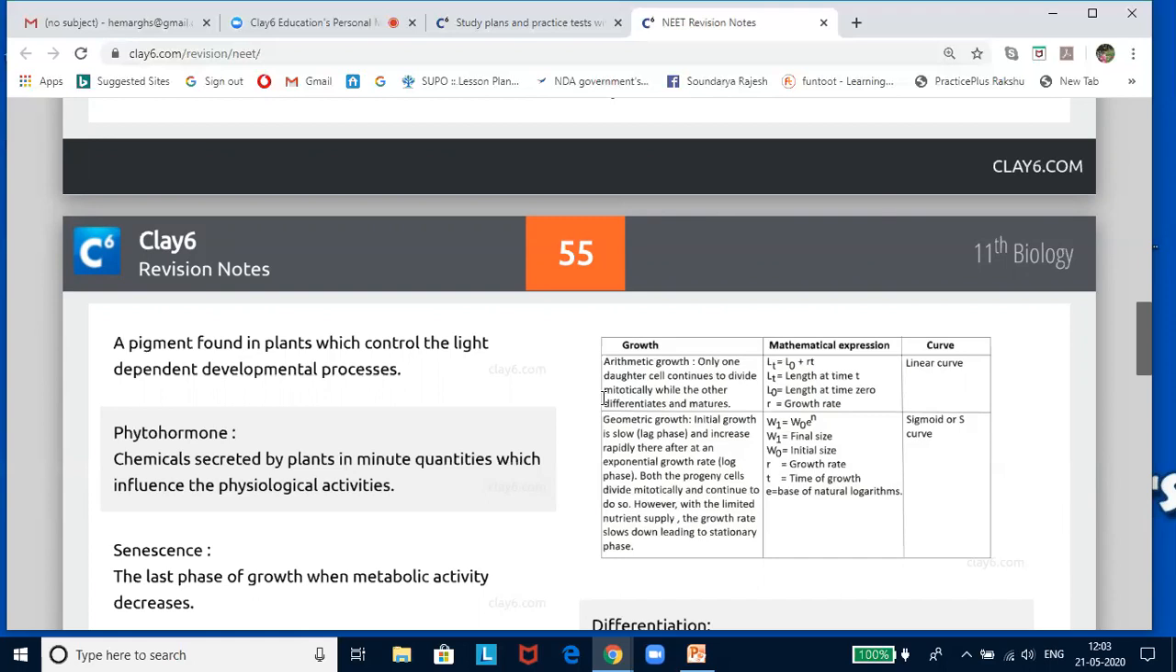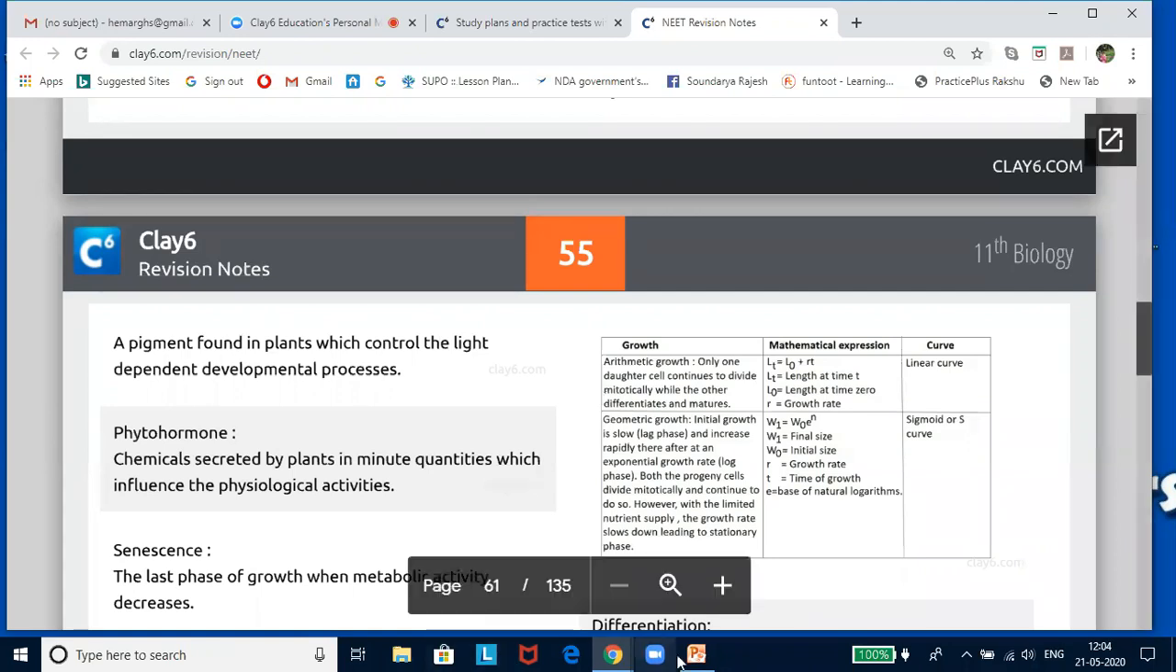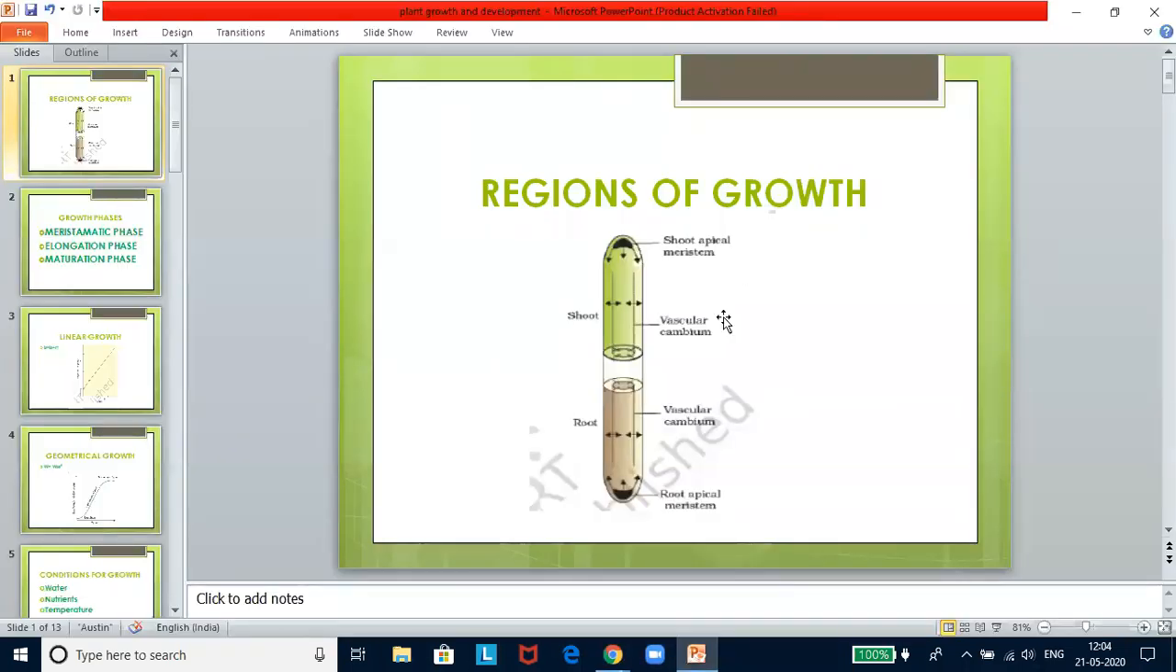Now, plant growth is unique because plants retain the capacity of unlimited growth throughout their life. This ability of the plants is due to the presence of meristems at certain locations in their body. Meristematic cells have the ability to divide and self-perpetuate. Now let us look into the regions of the growth. The shoot apical meristem, vascular cambium, and the root apical meristem. So these are the regions of the growth, and this diagram is very important because they will ask you to identify the areas marked as A, B, and C.